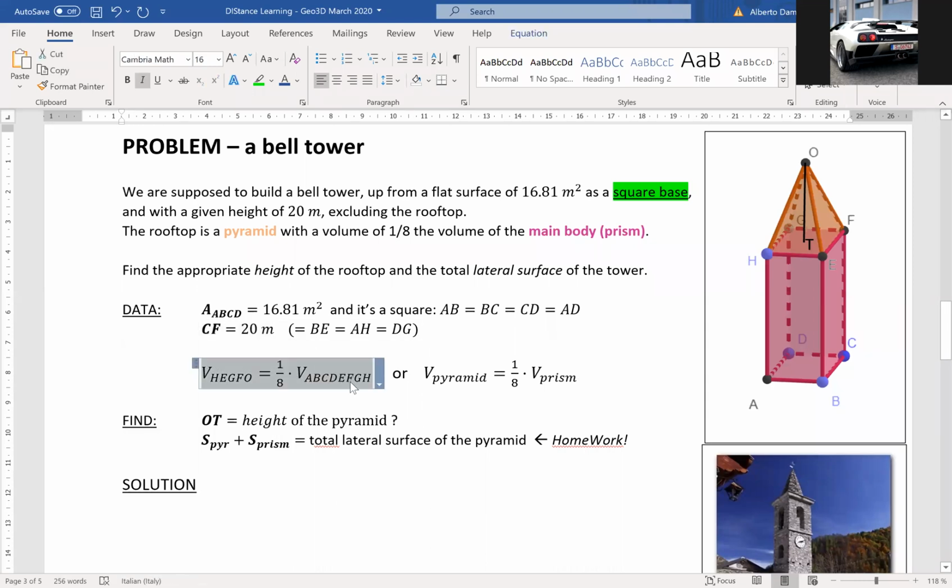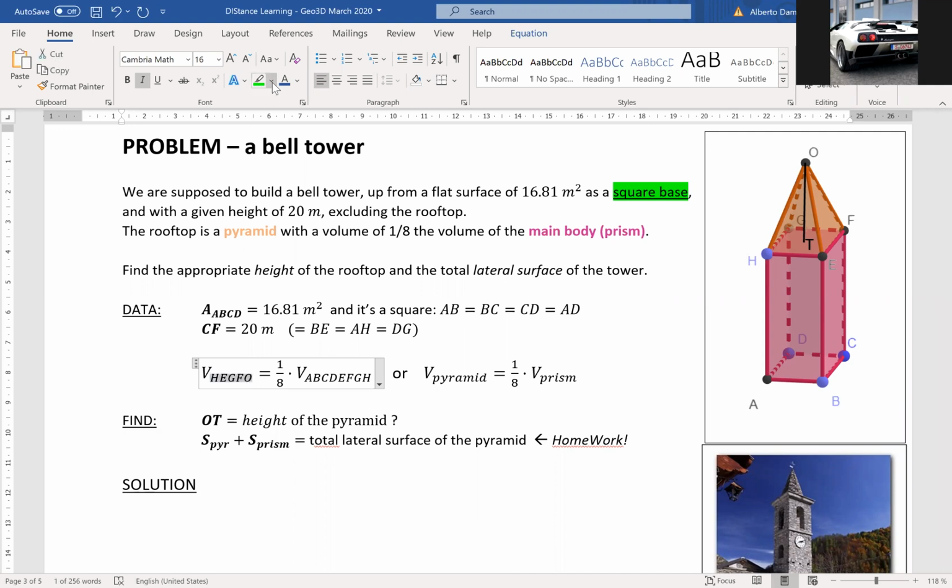Furthermore, we also know that the volume of the pyramid, and look at how I wrote it. I could have written volume of the pyramid, but I also wrote V HEGFO. HEGFO is nothing but the name of this pyramid, if you want. So let me highlight it.